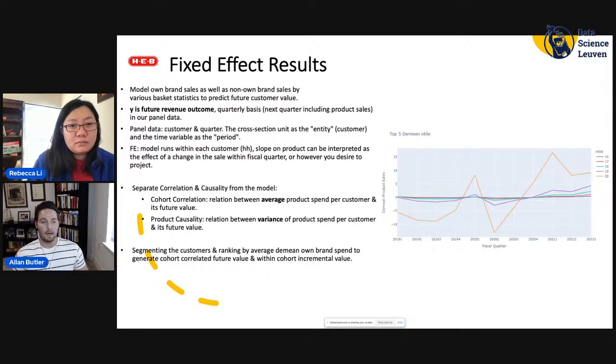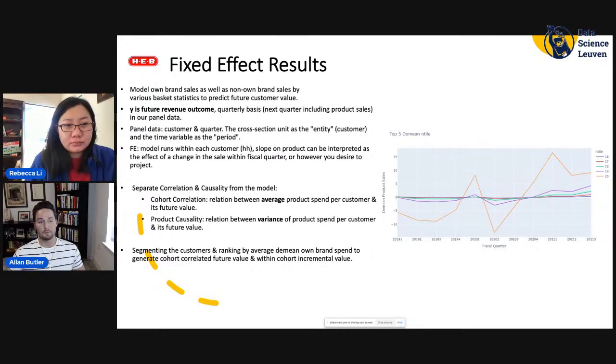So our actual regression output is almost meaningless on its own. To determine our own brand causality, we examine the relation between variance of product spend per customer and its future value. We then multiply the demeaned own brand coefficient by the average demeaned own brand sales in each quintile. Our chart is the average demeaned own brand product sales segmented into the top 5 quintile groups. By doing this, we're able to project out the incremental value of own brand product spend using fixed effects for the period or year of interest.